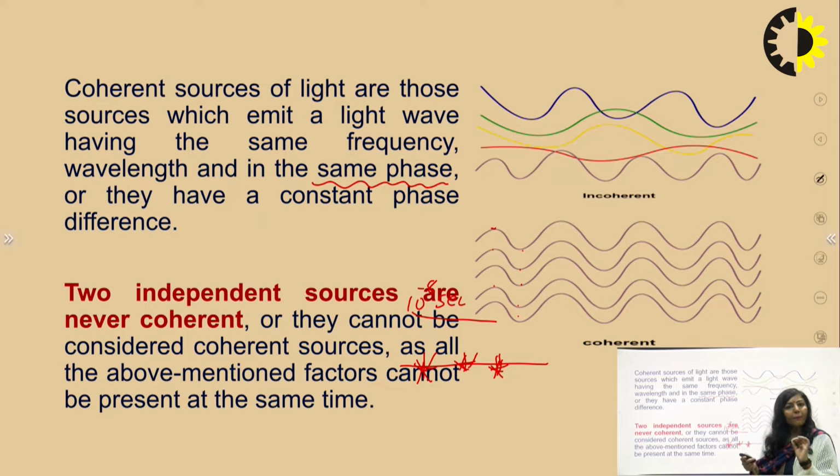So again, I am repeating the reason. The initial phase of each and every source is totally independent of each other. So if there is any change in the phase of one source, you cannot get similar changes in the other source. Now the question arises: if we cannot get coherent light from two independent sources, then what are the methods through which we can get coherent light? In the next slide, I will explain how you can get coherent light.